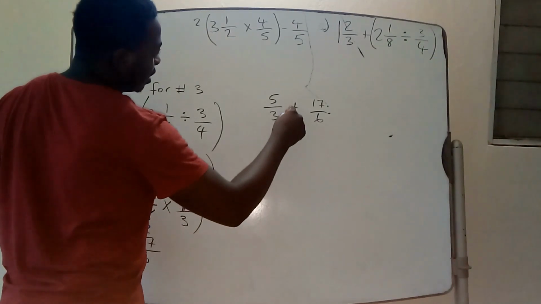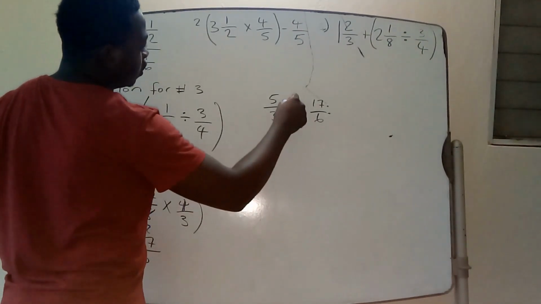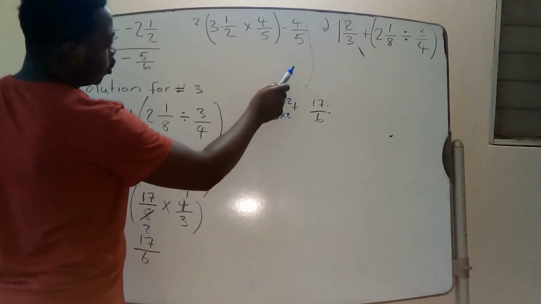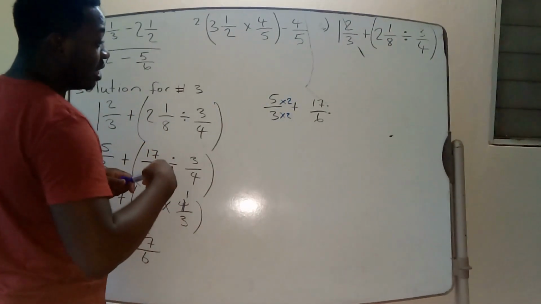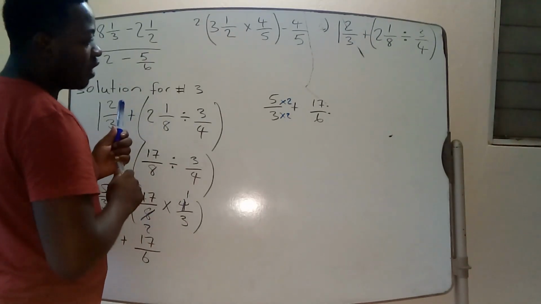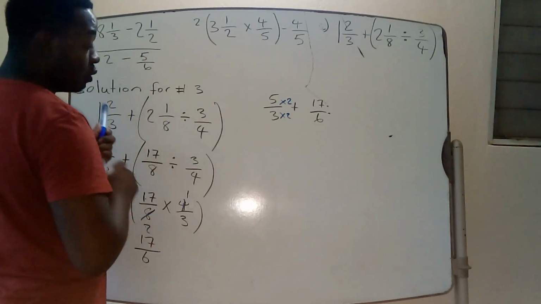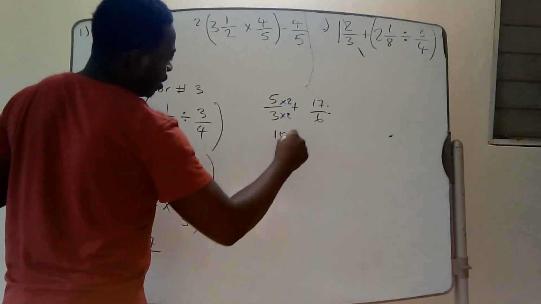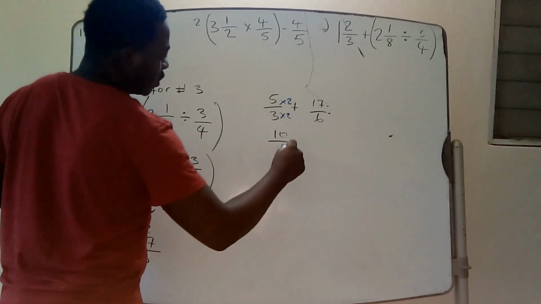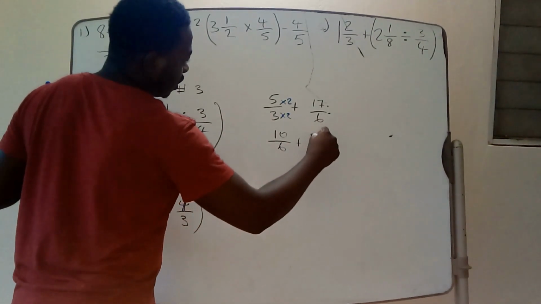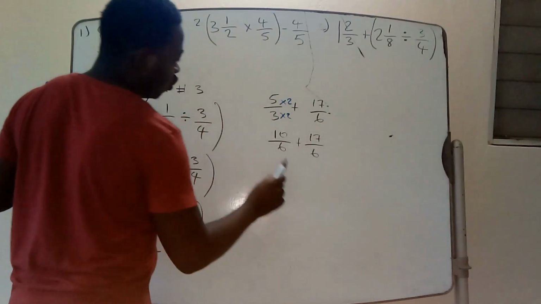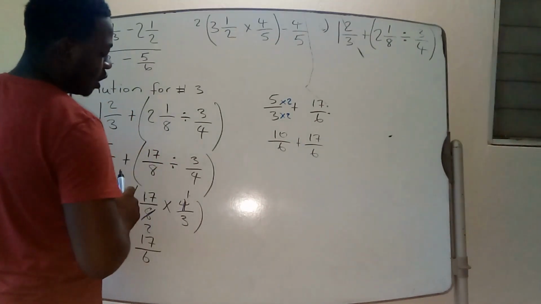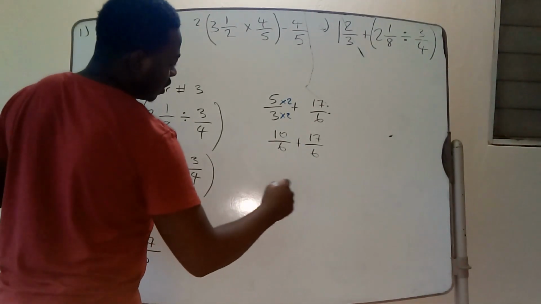So I'm going to multiply the denominator by 2 here, and I'm going to also multiply the numerator by 2. Once you multiply both numerator and denominator by the same number, you are not changing the fraction, but only creating an equivalent fraction. So 5 times 2, that's going to give me 10 over 3 times 2, that's going to be 6, plus 17 over 6. Note here, both my denominators are 6. So what that means, I can just simplify now.